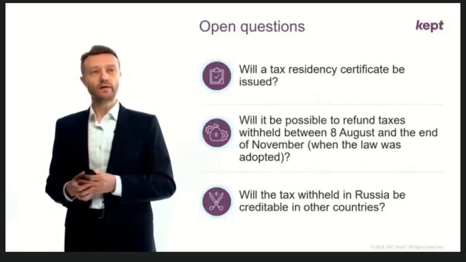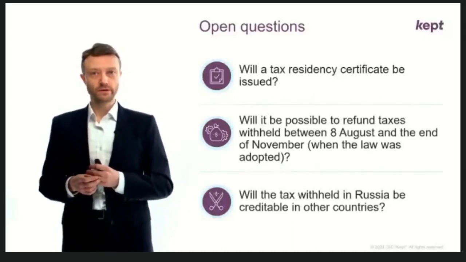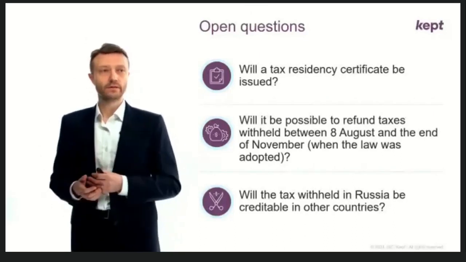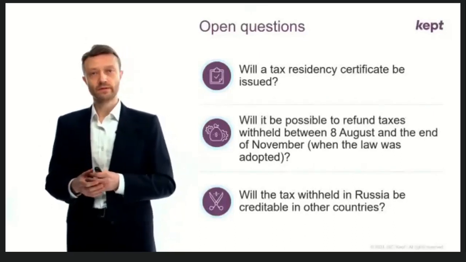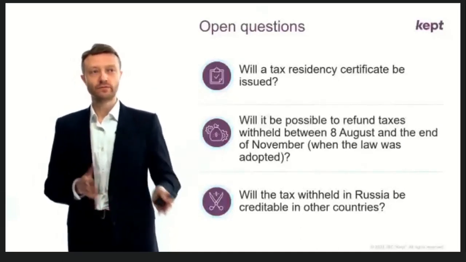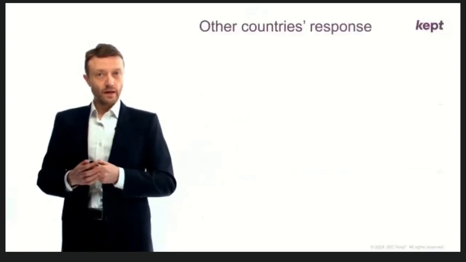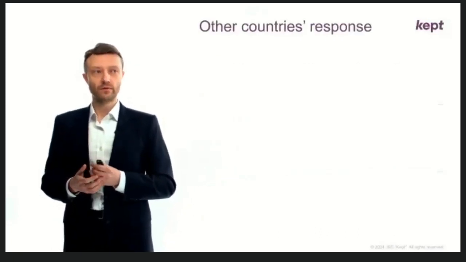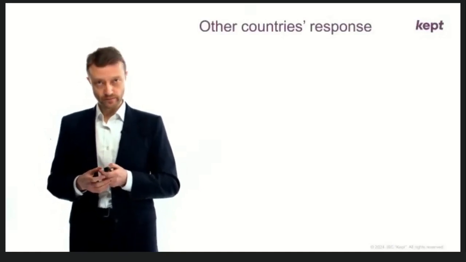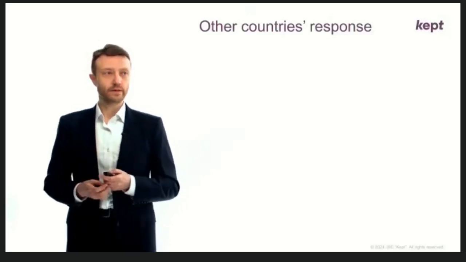Some countries have domestic law provisions that allow crediting withholding tax against local income tax. In other cases, a treaty needs to be in place, because treaties usually allow crediting withholding tax in one country against income tax in the other country. But obviously, whether the credit is available will depend on how other countries respond. And we see different developments here.